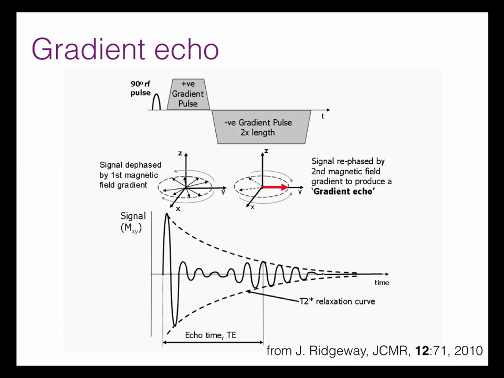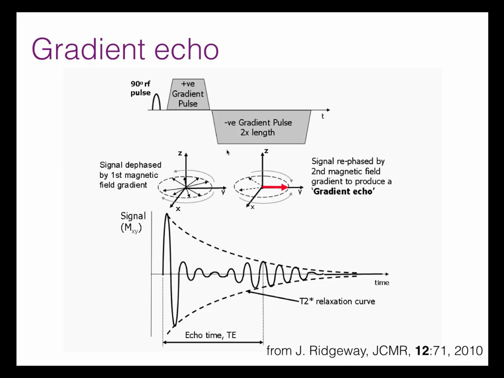So the next tool we have to discuss is the gradient echo. So let's say we've excited our slice, and there's a question of what we can do with it. If you apply a gradient pulse, then while the gradient is on, one side of your voxel will be spinning slightly faster than the other side. So the spins in your voxel will become dephased.